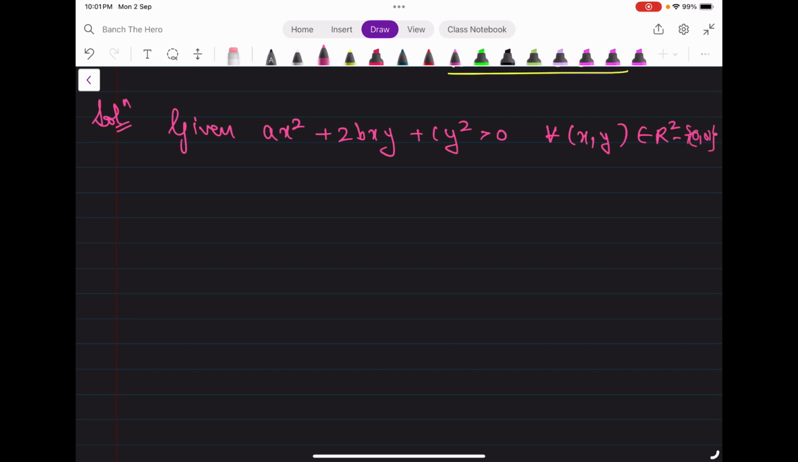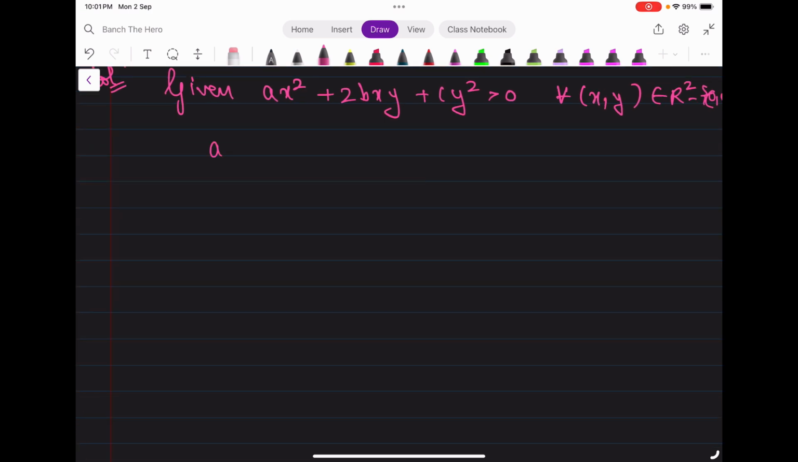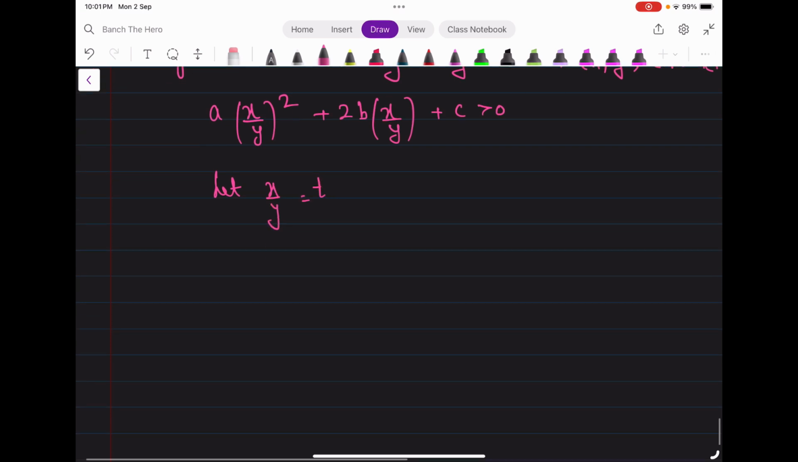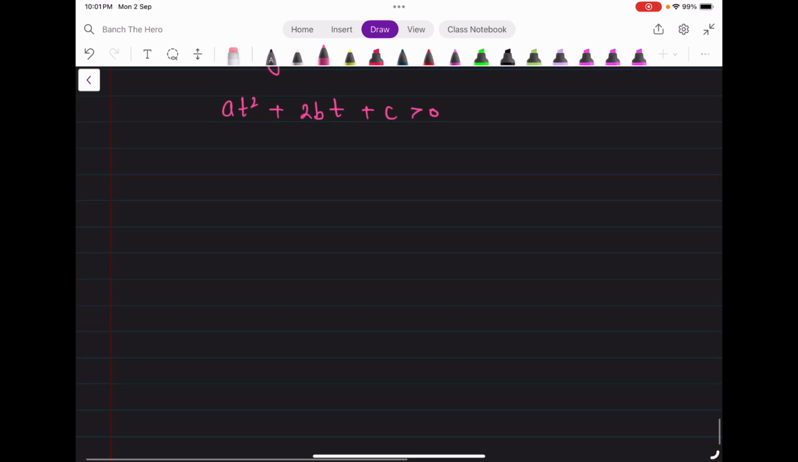Now if I divide the whole expression by y square, what will happen? This will reduce to a times (x upon y) whole square plus 2b into (x upon y) plus c greater than 0. So now I assume that x upon y is equal to another variable t. So I made a quadratic. What is that quadratic? At square plus 2bt plus c greater than 0. So this quadratic is always positive.